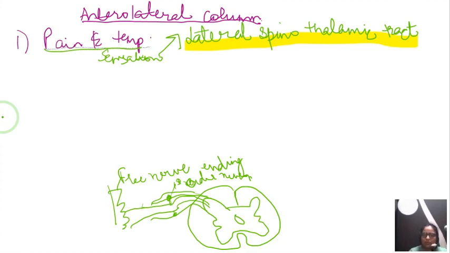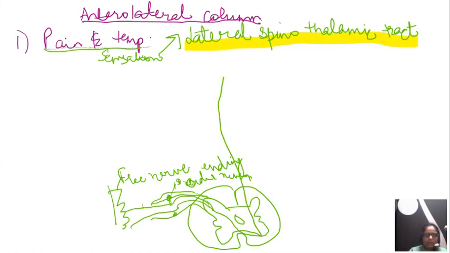Now if we proceed to the next thing, this pain and temperature sensation is carried by your sensory nerve, and what it does is cross from here, then move upwards, then ascend upwards.